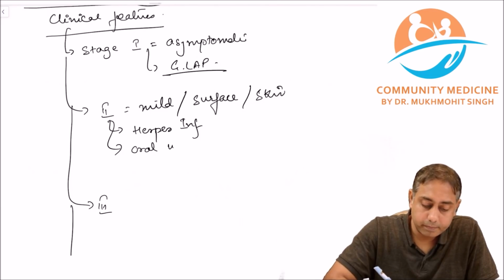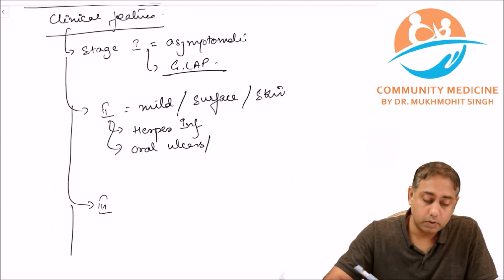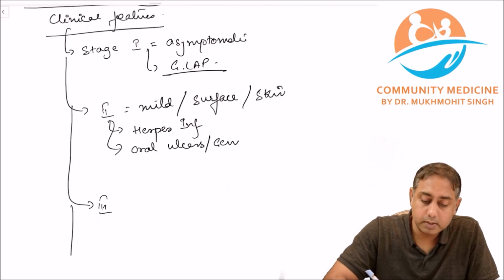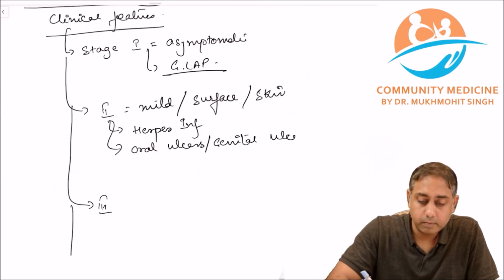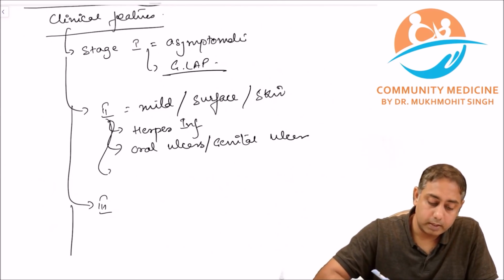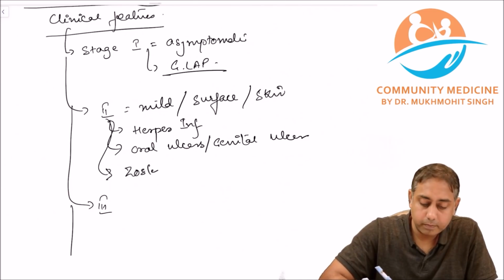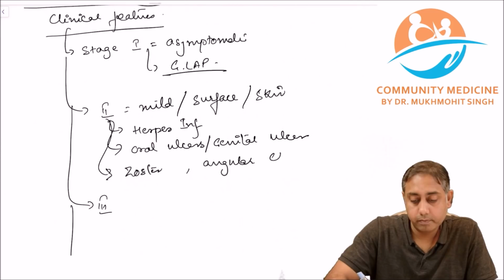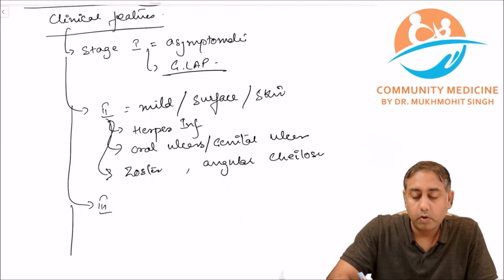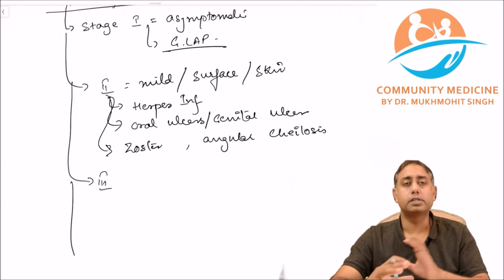Oral ulcers, or we can have genital ulcers. Some skin infections like zoster infections, angular cheilosis. All these are characterized under stage 2.